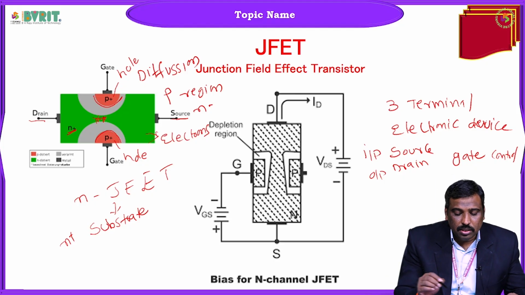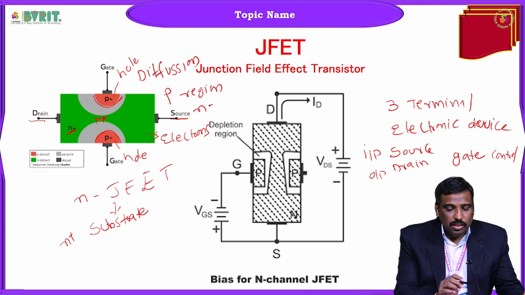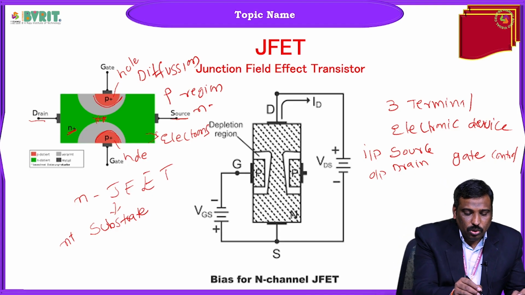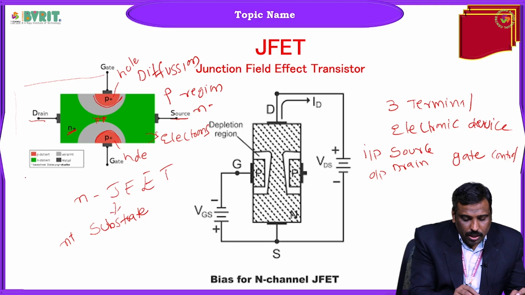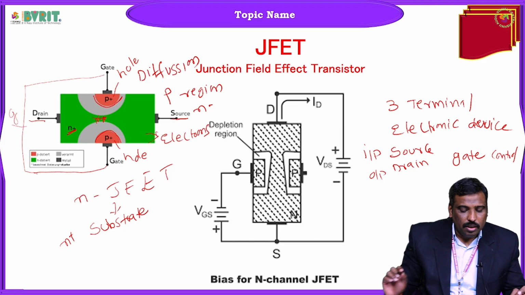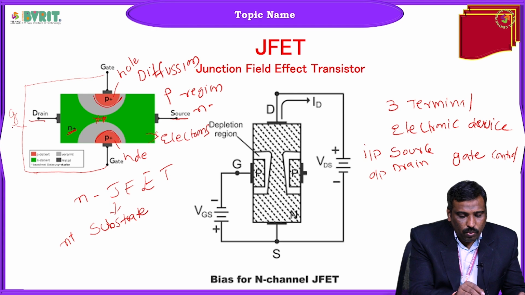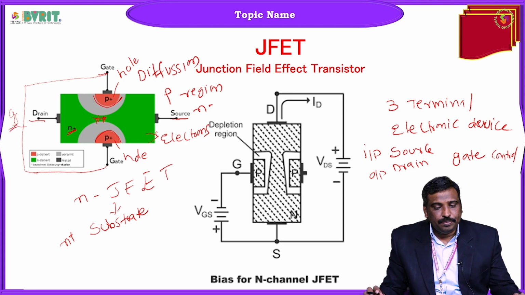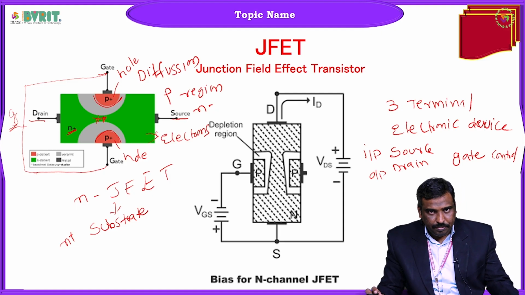What does this N plus region consist of? Electrons, right? By shorting these two P regions, the P type and N type, this terminal is called a gate terminal. So there we have one source terminal, one drain terminal, and one gate terminal, formed by shorting these two gate regions. So this is about the construction of JFET.